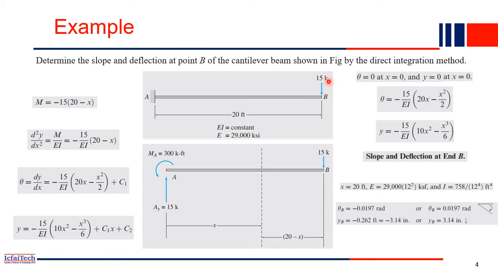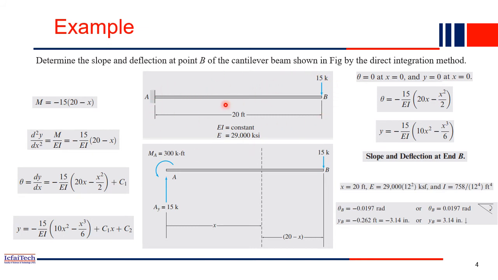K means kip, basically kilo pound, that is the F in the FPS unit system given, right? Feet and kip. K means kilo pound. Anyway, 15 k is acting at the tip of this cantilever beam, and the total length of the beam is given to us as 20 feet. EI value is also given to us. EI is constant. E value is also given as 29,000 ksi, right? So this is our beam.